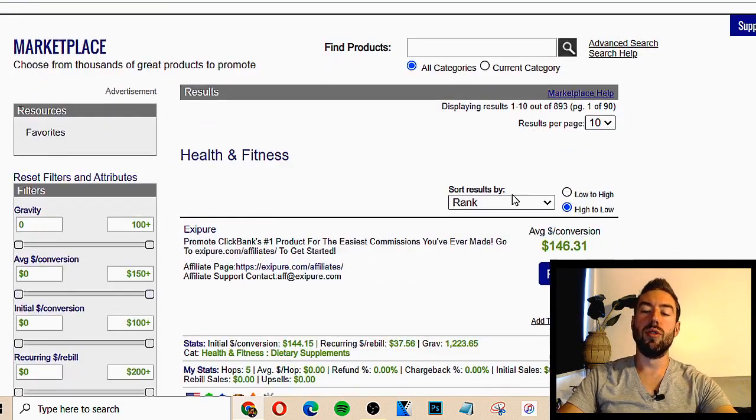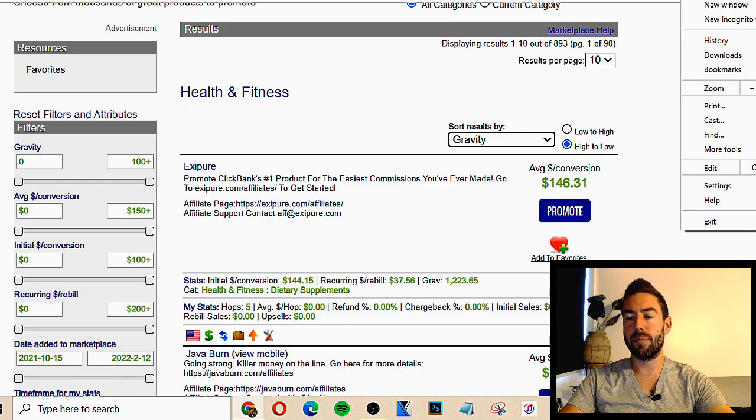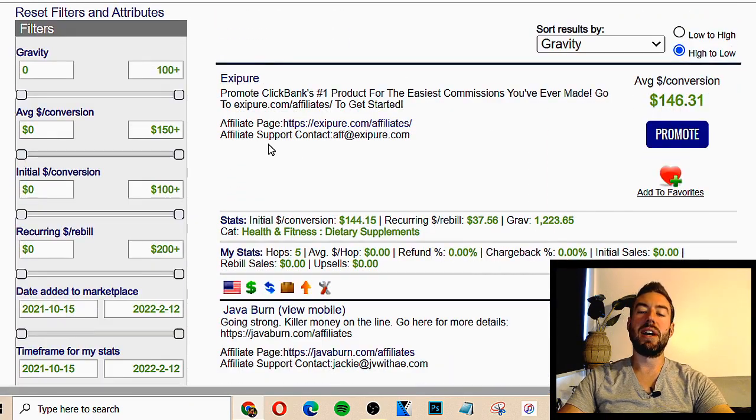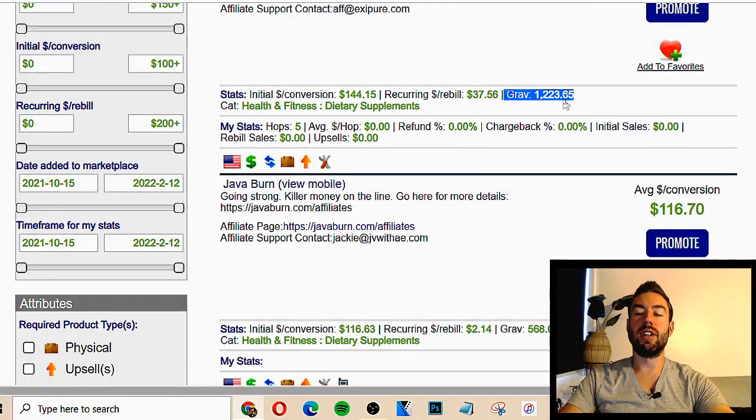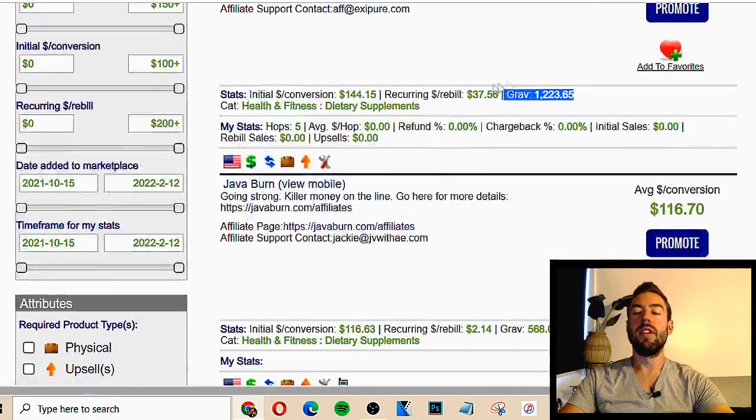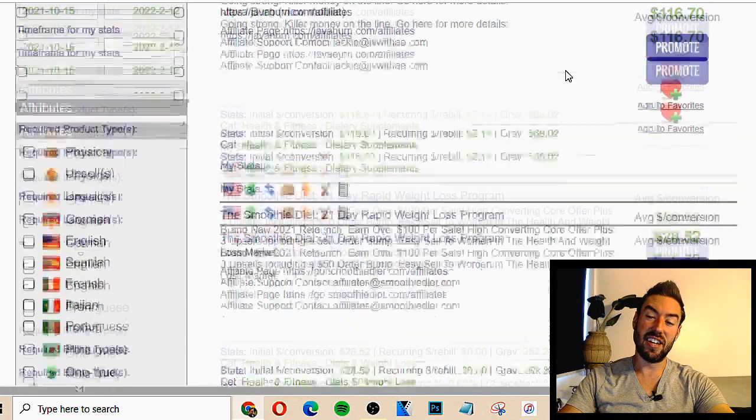So we want to go through and we want to actually sort results by gravity. Whenever you do Clickbank, you want to sort results by gravity, because this is going to list the best-selling products at the top. Now you can see the gravity score right here. This specific product, E Pure, is 1,233 gravity, which is incredible. Anything above 30 is really good. The higher the better. This is 568.